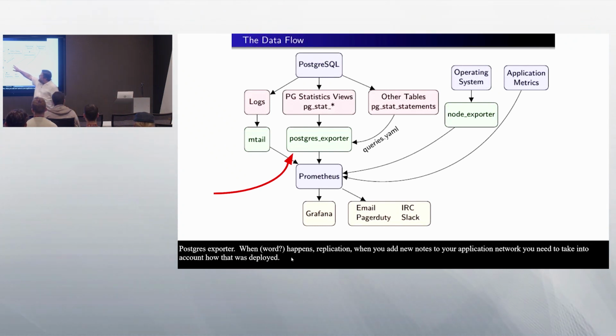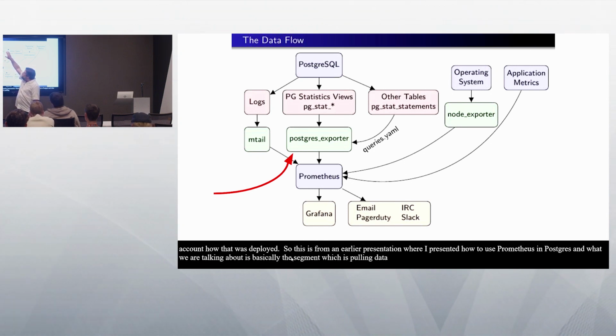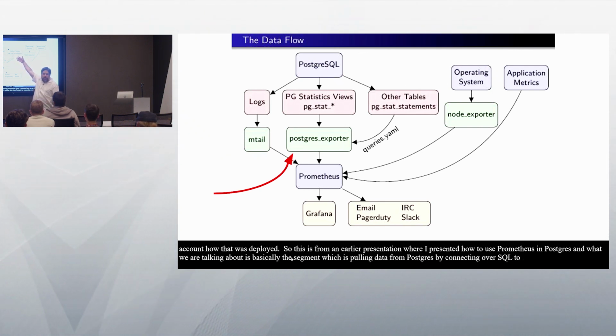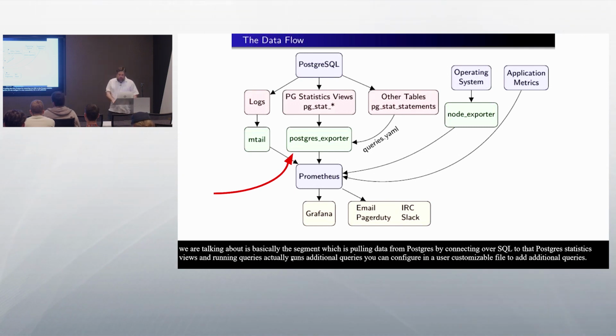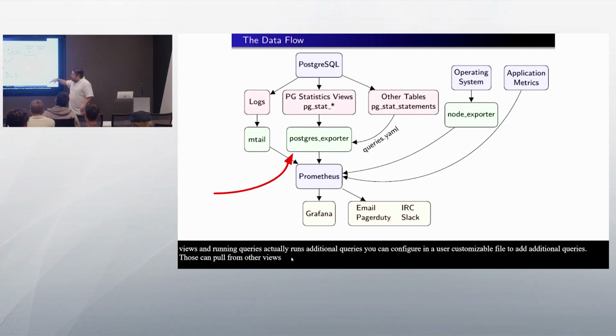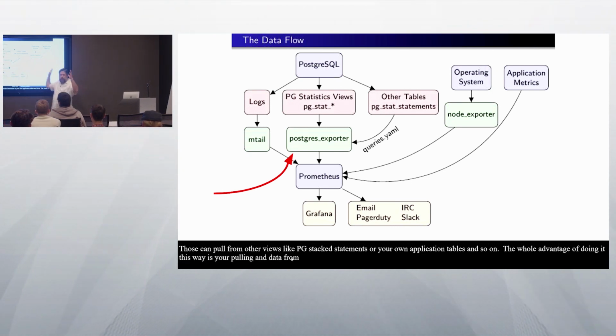And what we're talking about here is basically this segment here, which is pulling data from Postgres by connecting over SQL to the Postgres statistics views and running queries. It actually runs additional queries that you can configure in a user customizable file, and those can pull from other views like pg_stat_statements or even your own application's tables and so on. And as an aside, the whole advantage of doing it this way is you're pulling in data from all different sources into the same place, and then you can design your dashboards and your alerts to use all that data.